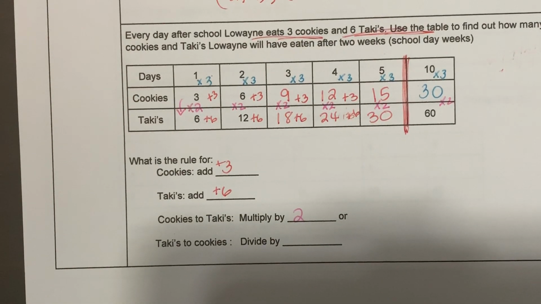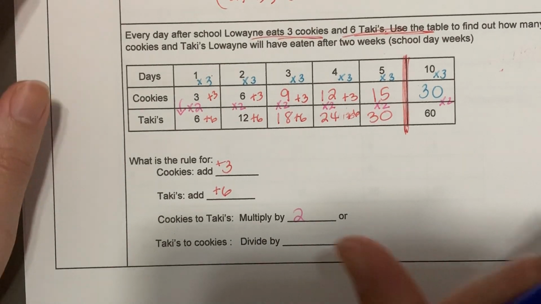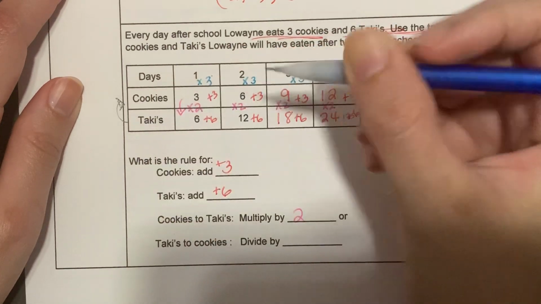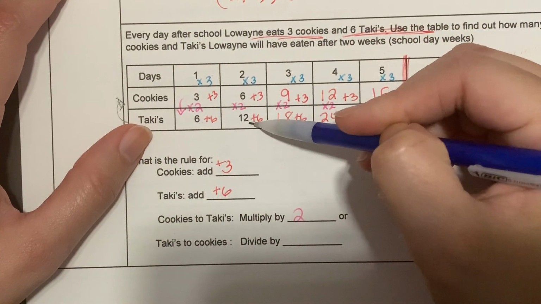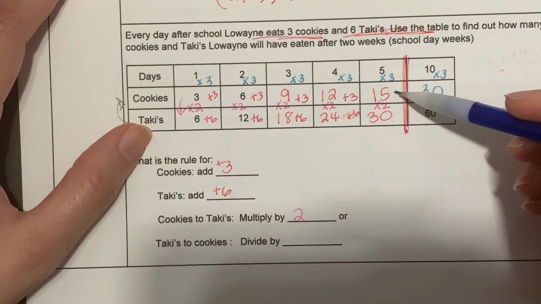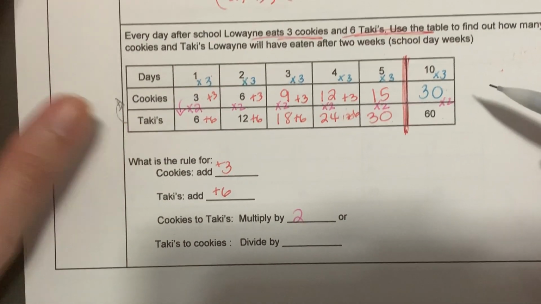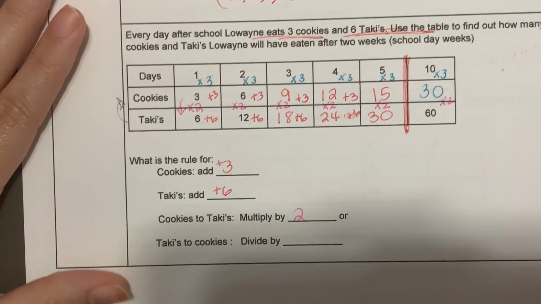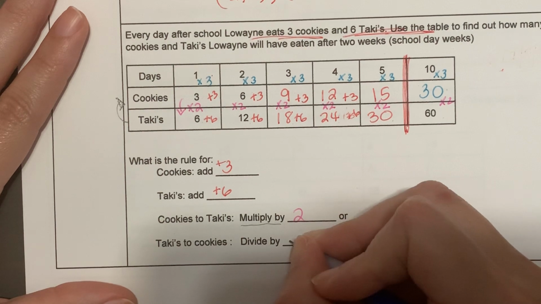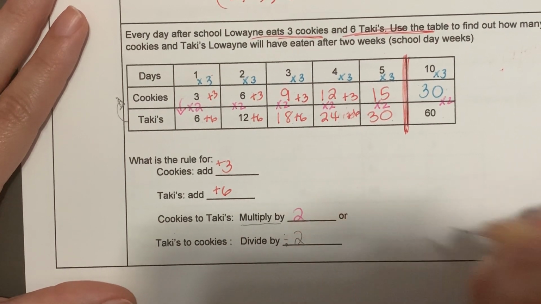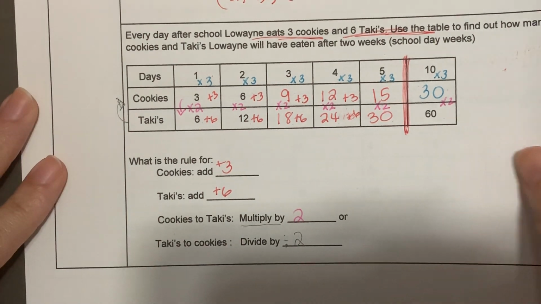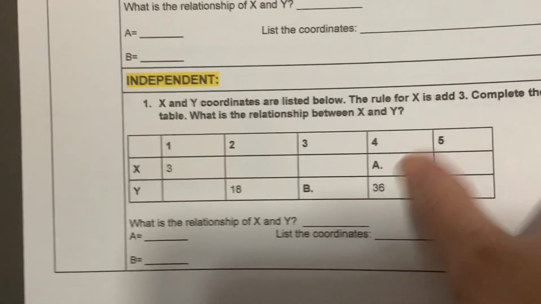But what about if I was going from Takis to cookies? I was going backwards. Now I go from 6 to 3, 12 to 6, 18 to 9, 24 to 12, 30 to 15, 60 to 30. All right. That means my number is getting smaller. The opposite of multiplication is to divide by 2. And that's how we do that. All right, let's move on.